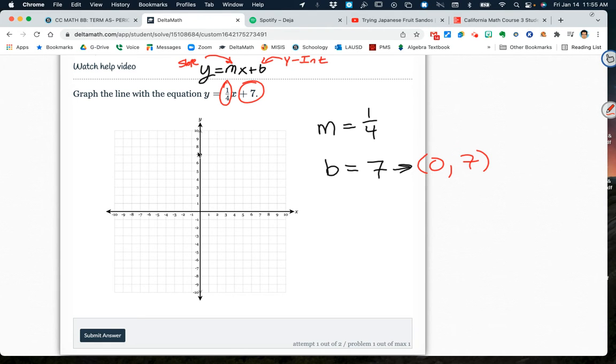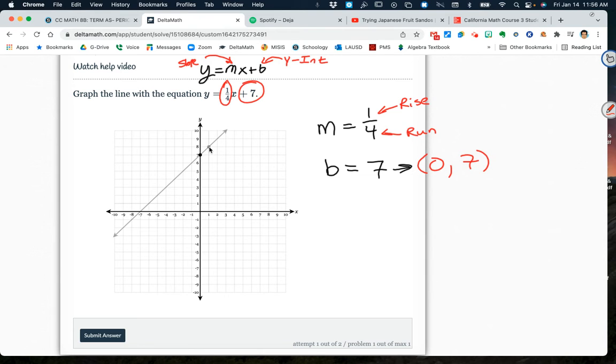And then remember how we use the slope? I'll give you a hint. This is the rise, and this is the run. It's going to help us find another point so we can make our line. So from this point 7, do I go up or do I go down? If the rise is 1, up 1. And the run is 7, so I go across to the right 4.